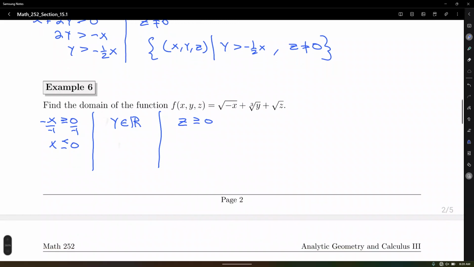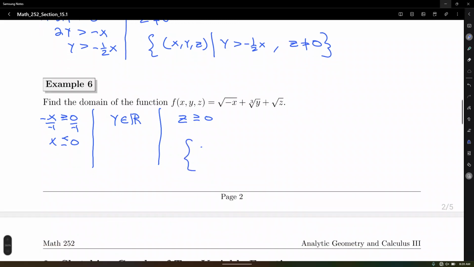We're just ready to write the domain of this function, x, y, z. That is, all the numbers x that are less than or equal to 0, y is all real numbers, and z is greater than or equal to 0. So that is our domain.